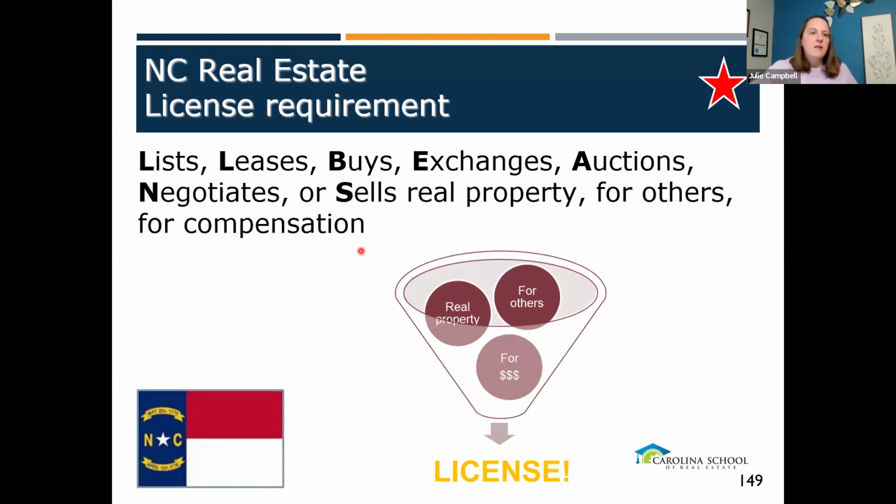So let's see. I know we just a few minutes ago talked about the for sale by owner. The for sale by owner is not doing it for others. They're doing it for themselves. They're selling their own property. They are the owner of record. Does the FSBO need a real estate license? No, because we have to have all three activities.